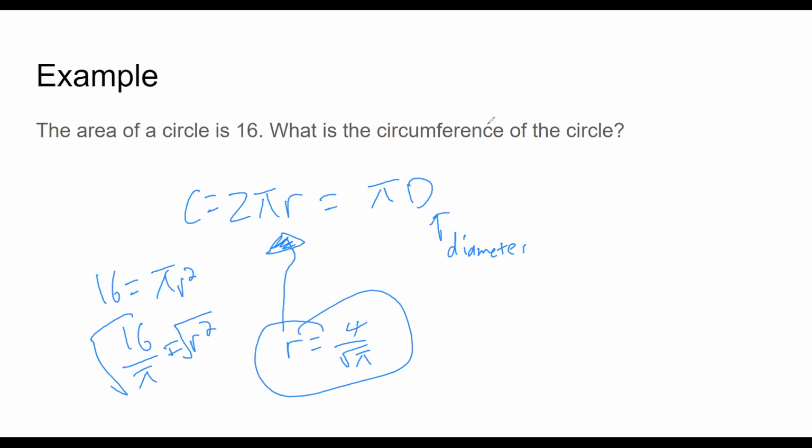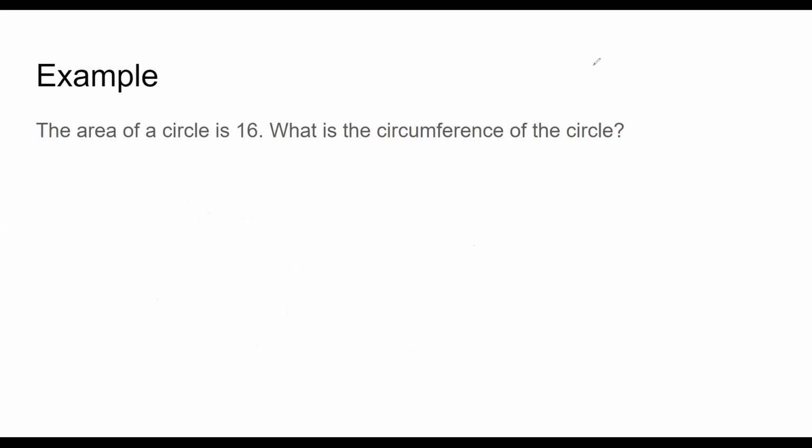Okay, 2 times 3.14 times 4 over 4 root pi. Yeah. Usually when we're solving these equations, you don't need to change it into a decimal. You can leave it.